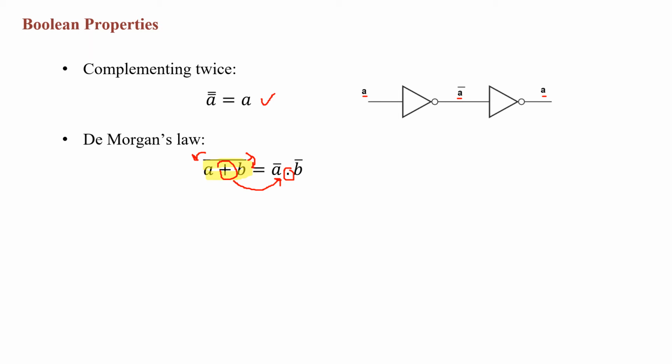Okay. De Morgan's law can also be applied on a NAND gate. So if you have A NAND B, you can distribute the complement on each of A and B, and this will convert the ANDing into ORing. Okay. There are other Boolean properties that are very common.